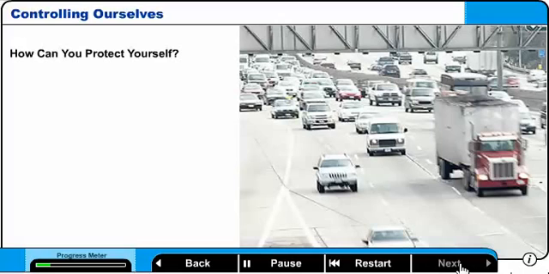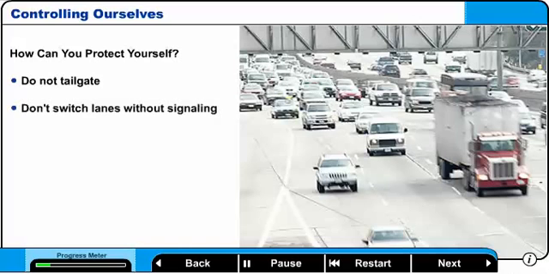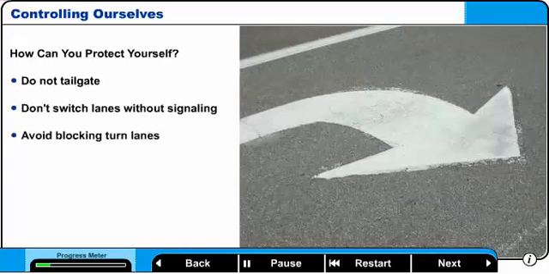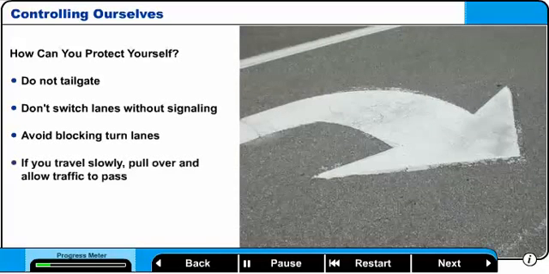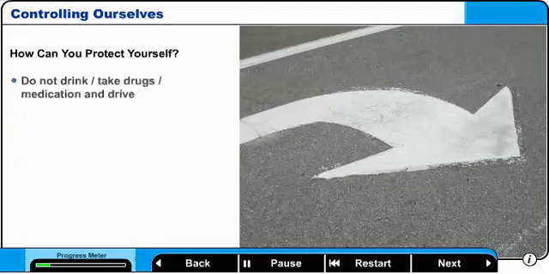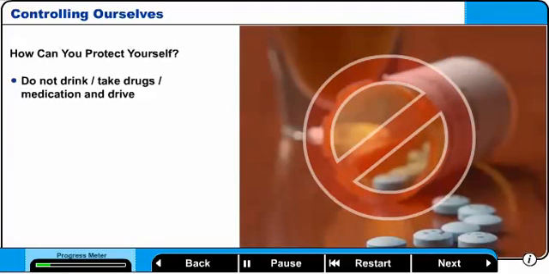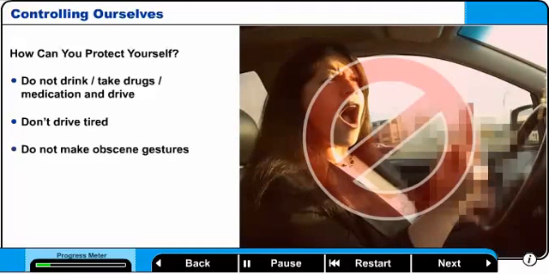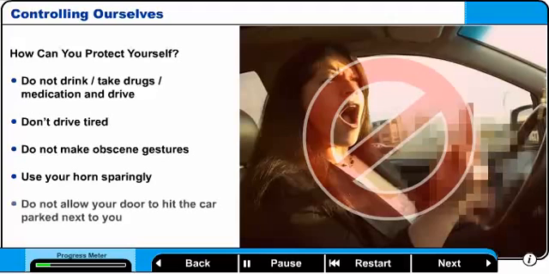So how can you protect yourself from becoming the victim of an aggressive driver or road rage? Do not tailgate. Don't switch lanes without signaling. Avoid blocking turn lanes. If you are traveling slowly, pull over and allow traffic to pass. Avoid unnecessary use of high beam headlights. Do not drink or take drugs or medication and drive. Don't drive when you are tired. Do not make obscene gestures when driving. Use your horn sparingly. In parking lots, do not allow your door to hit the car parked next to you.